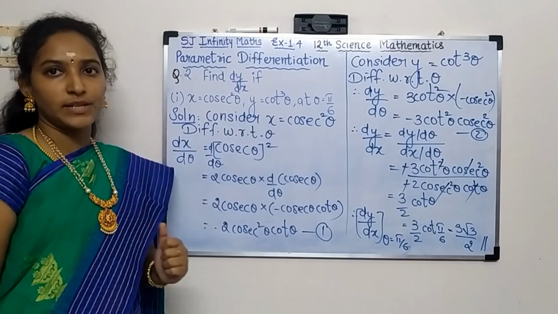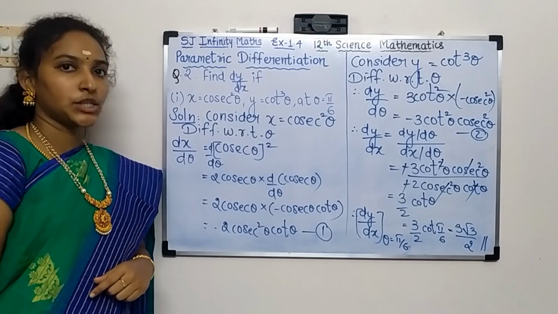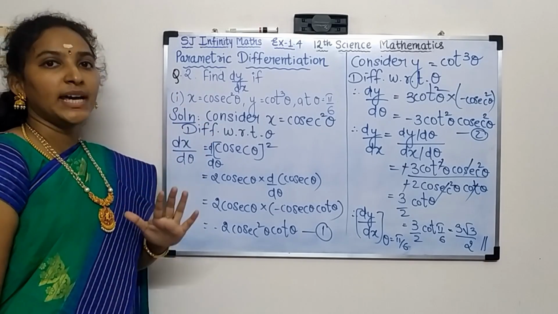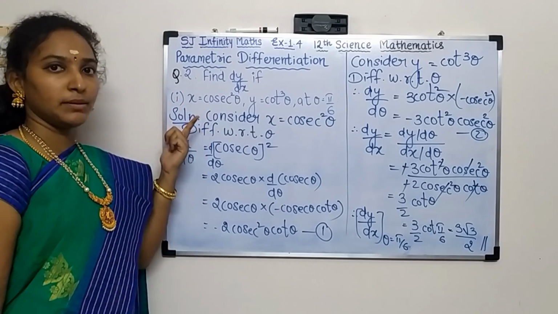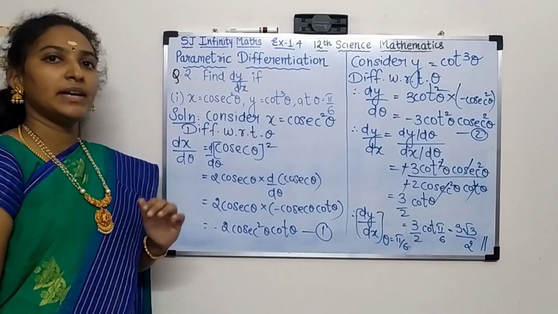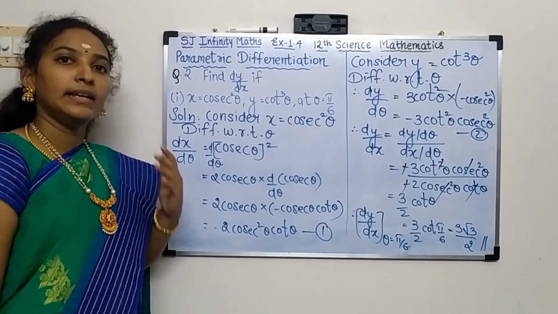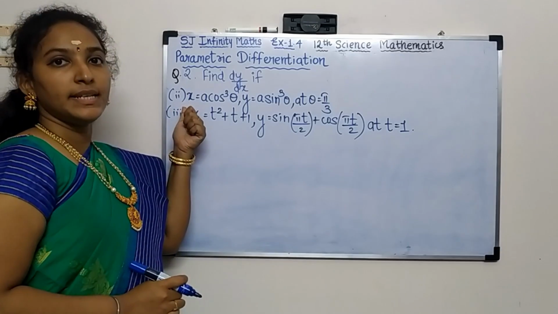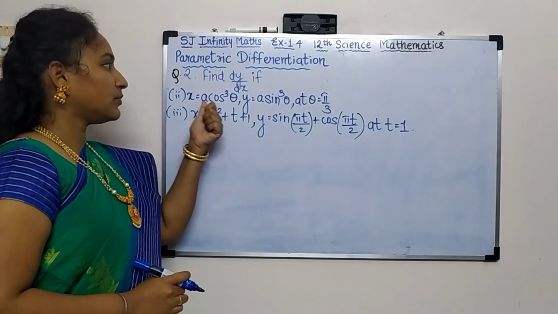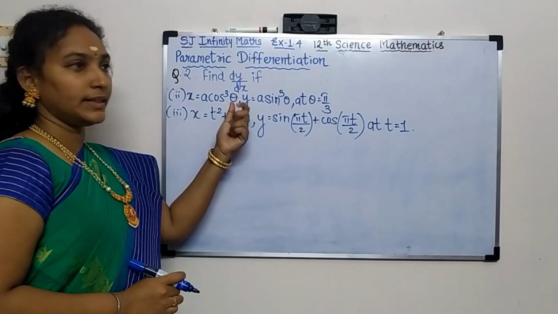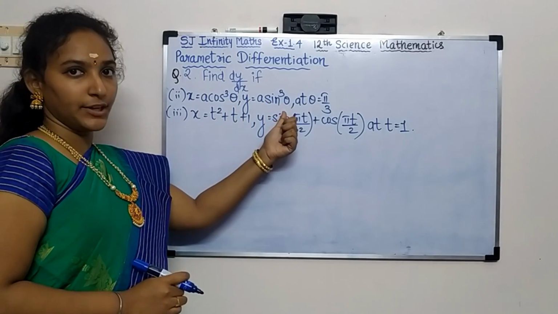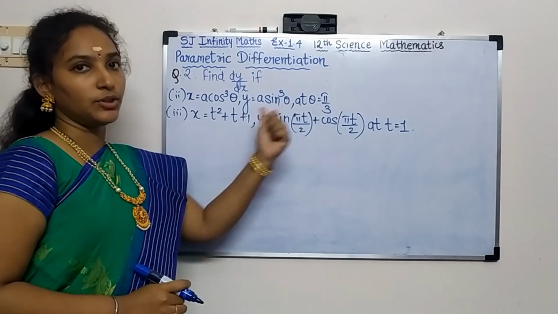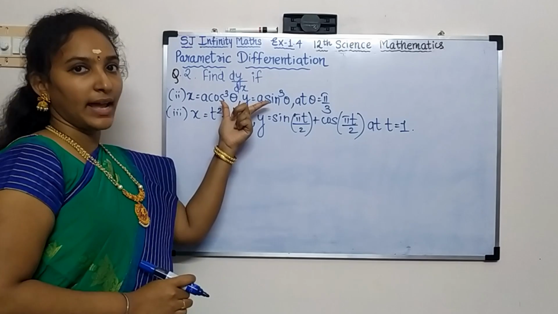Hope you followed this question. Let us move on to next question. See, we have only 5 questions in this question number 2. All the questions are very easy and simple. Let us solve them one by one. See, now we have the question number 2. x equal to a cos cube theta, y equal to a sin cube theta, at theta equal to pi by 3. This you can try yourself.